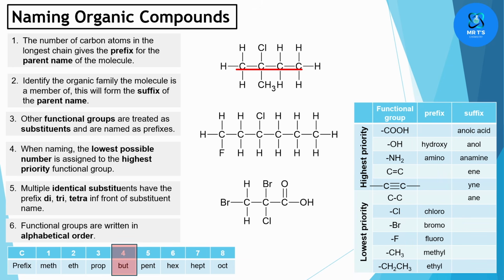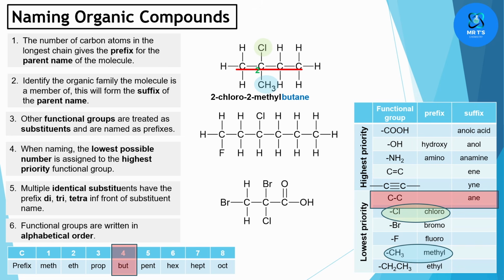Well, let's have a look at this first molecule. First molecule, 4 carbons, it's going to be but-. It's got a chlorine group and a methyl group. None of these substituents change the suffix on the parent name, so it's just going to be butane. But now we have a chloro and a methyl, and you can see that the C in chloro is before the M in the alphabet, so we are going to write the chloro substituent first. They both have the number 2, so it's going to be 2-chloro, 2-methyl. If you had written it 2-methyl, 2-chloro, you would have been incorrect.